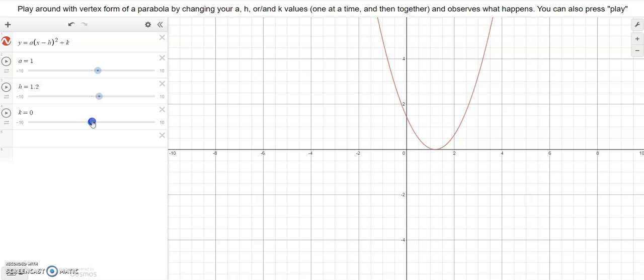Some mnemonic devices is that inside the parentheses is our H. So inside the parentheses is like being inside your house. When you're inside your house, mom only lets you maybe walk left and right. She does not let you jump up and down in the house. She says go outside, like where the K is. K allows you to jump up and down.